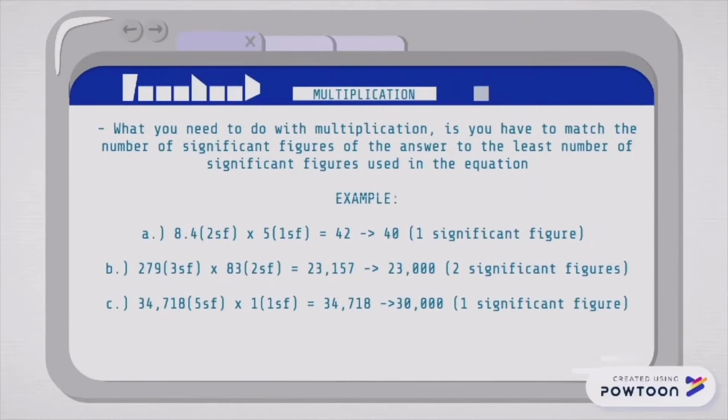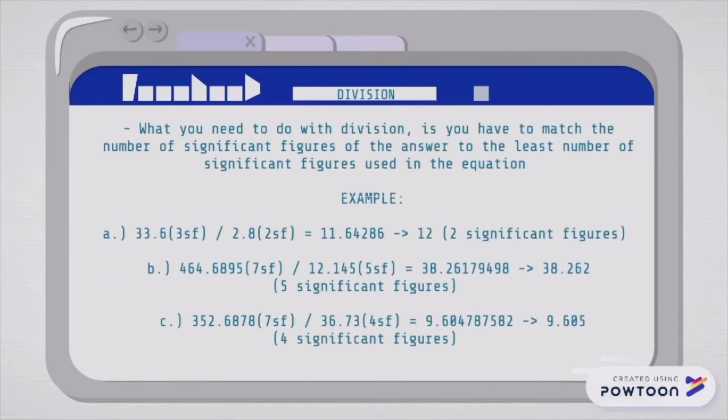In multiplication, you have to match the number of significant figures of the answer to the least number of significant figures used in the equation. And lastly, in division, you have to match the number of significant figures of the answer to the least number of significant figures used in the equation.